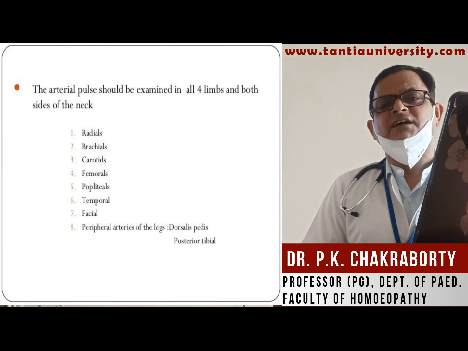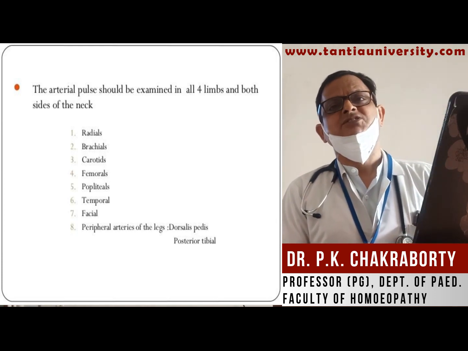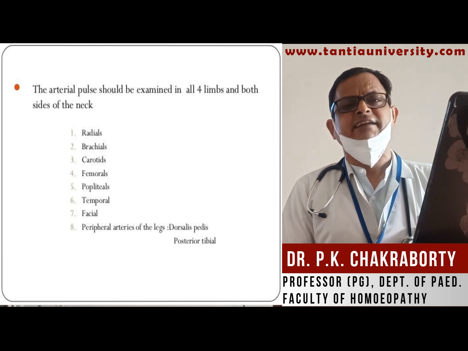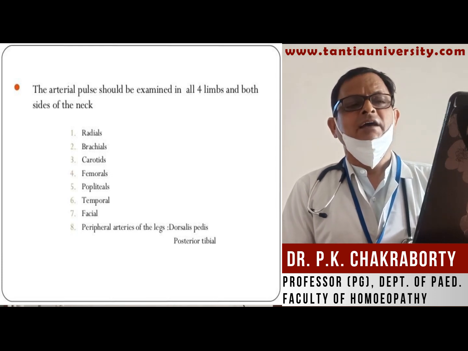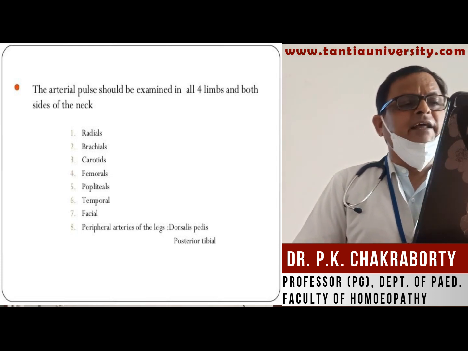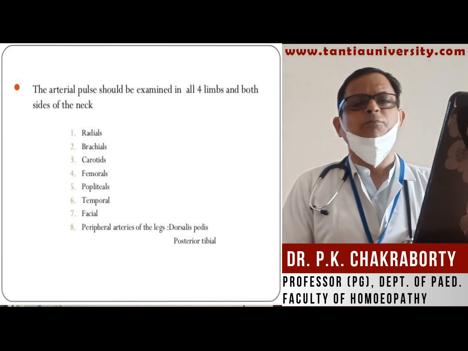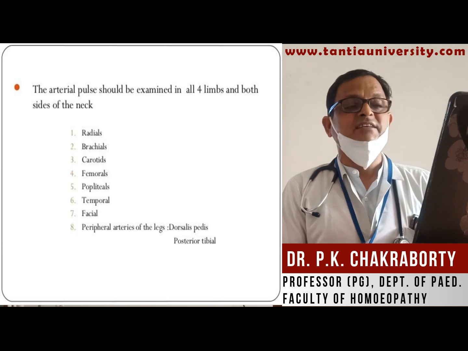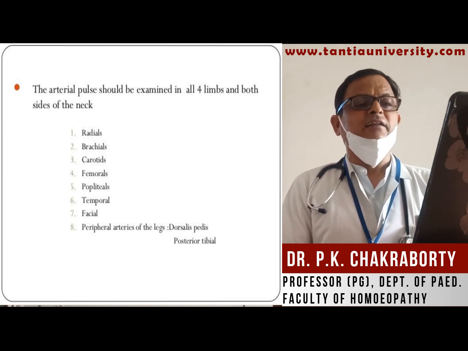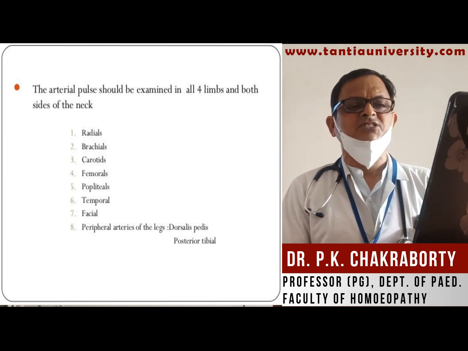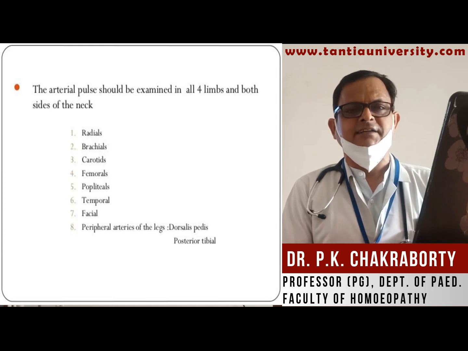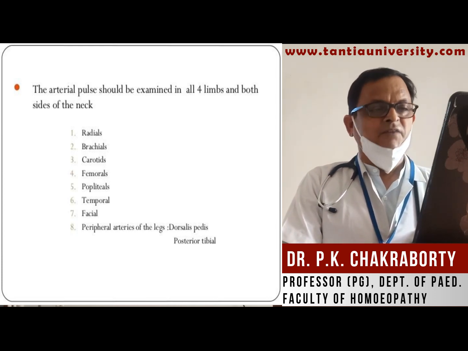So that is how we should know the places, other than the brachial or radial pulse, which are commonly examined. There are the radial, brachial, carotid, femoral, popliteal, temporal, facial, maxillary, and peripheral leg pulses also, the dorsalis pedis and posterior tibial artery. These are the places where we can feel the pulse.